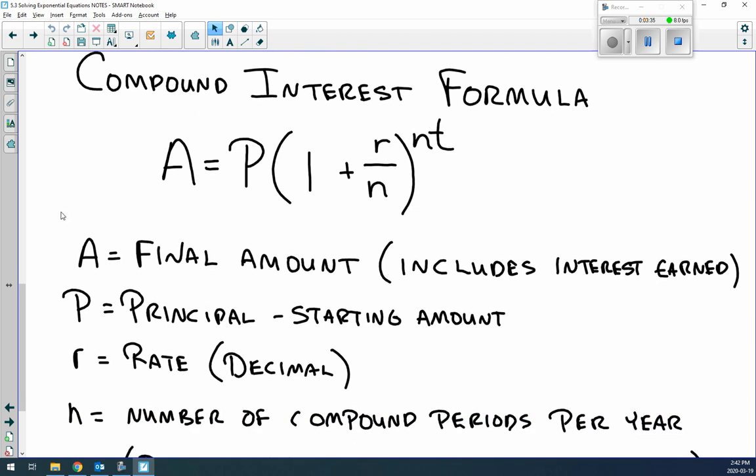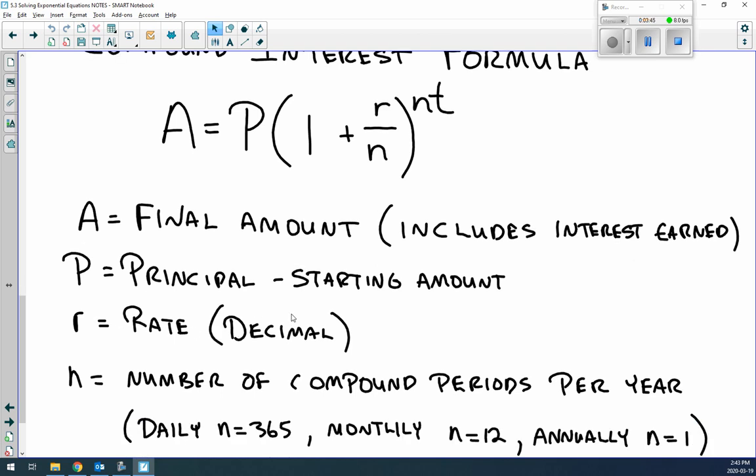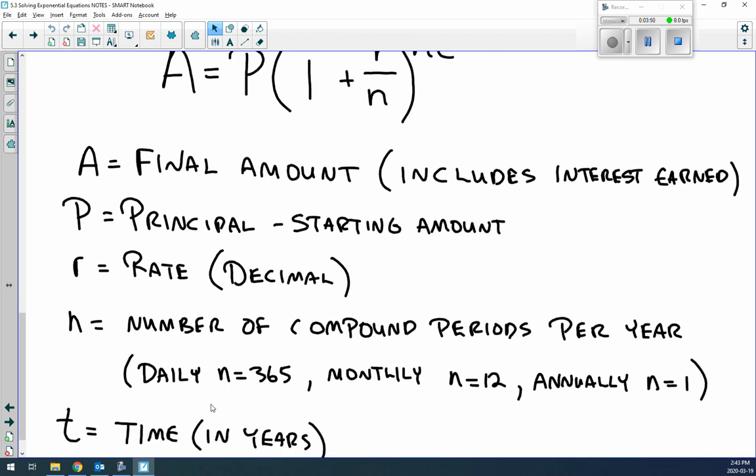So for instance, if you had $1,000 and you earned 200, your A would be 1,200. Principal, P, is the starting amount. So if you invest $1,000, that's what P is. R is the rate, so let's say 5%, it has to be as a decimal, so 0.05. N is the number of compound periods. So if it said compounded monthly, your N is 12.